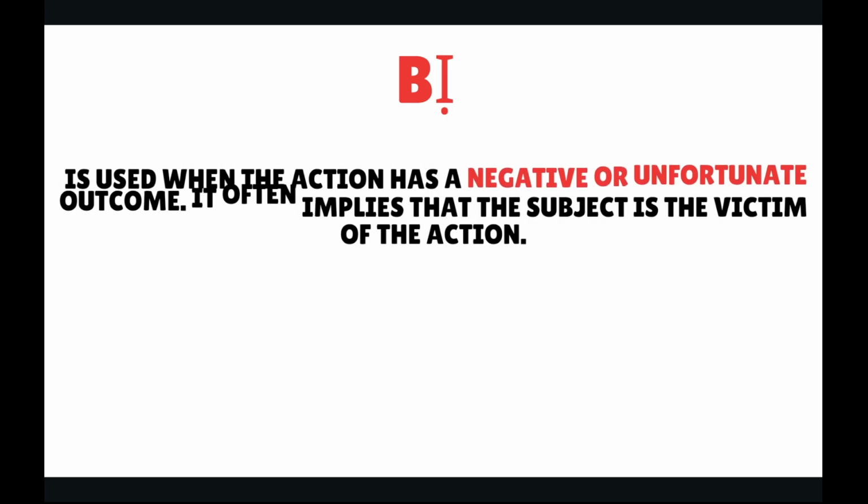In Vietnamese, the passive voice is used to focus on the object of an action rather than the subject performing it. The two most common words used to form the passive voice are bị and được. So here we have bị. This is used when the action is a negative or unfortunate outcome. It's often implied that the subject is the victim of the action.